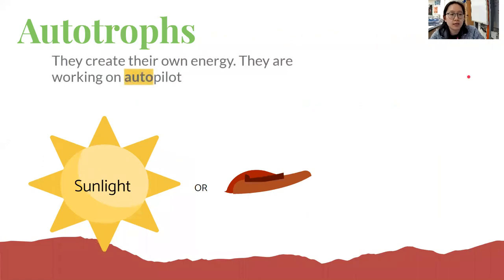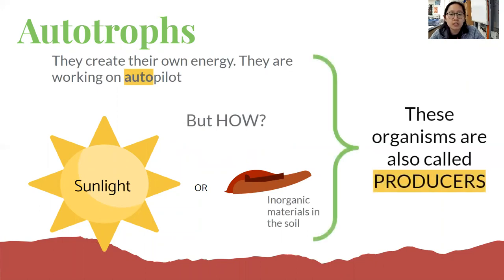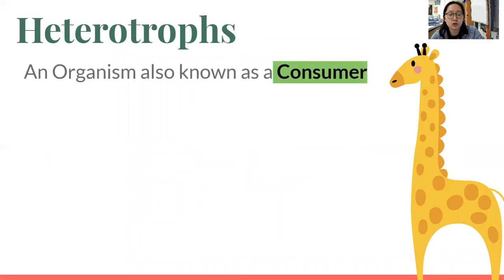Autotrophs use sunlight, so they create their own energy and they are working on autopilot, like I said. These organisms are called producers and they use sunlight energy, or they can use chemosynthesis instead of photosynthesis and use chemicals found in the soil or under the ocean in order to produce molecules where they store that energy, normally carbohydrates. Heterotrophs are also known as consumers.